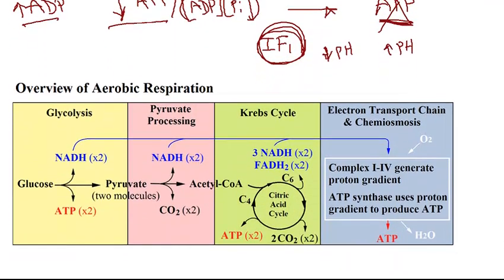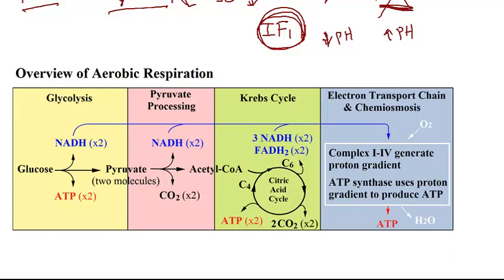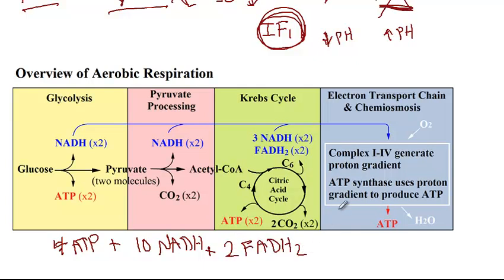Now, as for the overview of aerobic respiration, we've already discussed that we got a total of 4 ATP via substrate level phosphorylation plus 10 NADH plus 2 FADH2. And if you don't remember how we got all those, here I outlined it again.